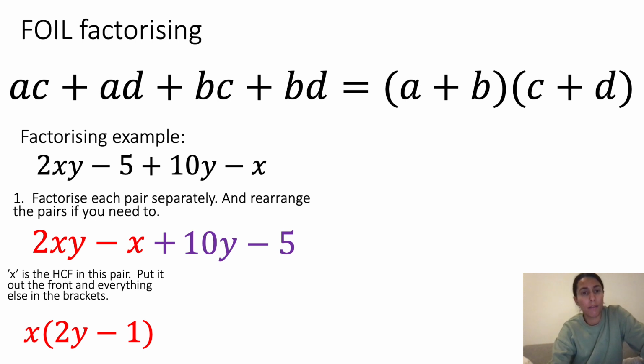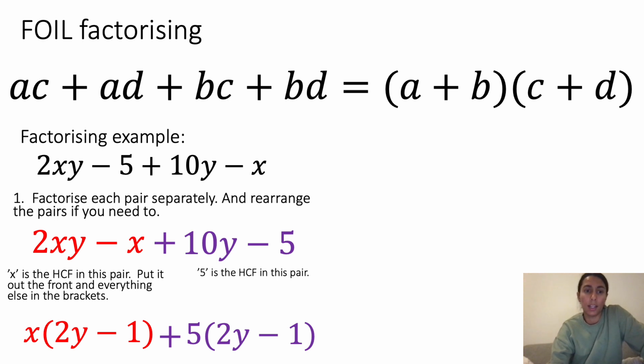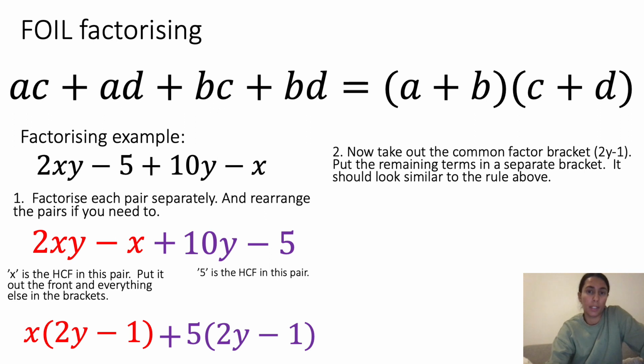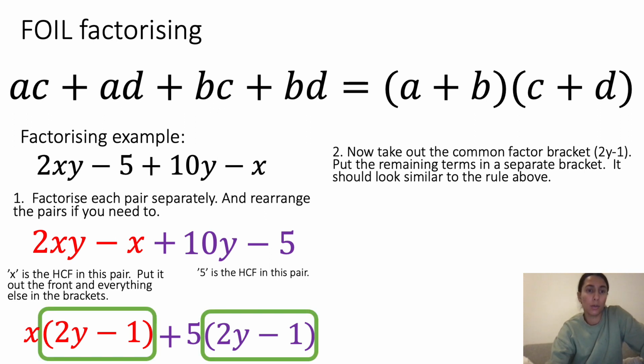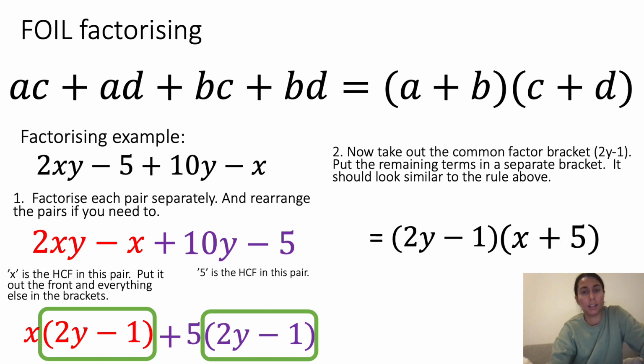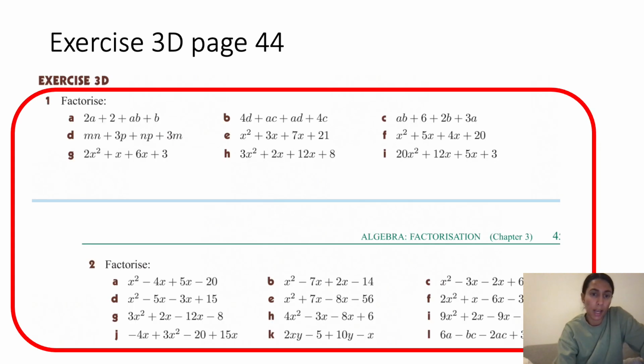So in this one, 5 will be our common factor. So 5 is going to come out the front, and then I will be left with 2y minus 1 in the brackets. So then we're up to our final step, where we take out our common factor bracket, 2y minus 1, put that in the front, and then our remaining terms will go in the second bracket, so x plus 5.